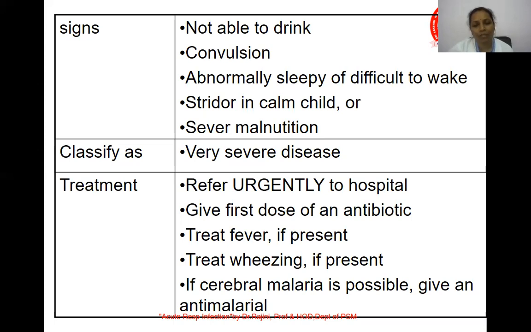So we first treat fever if present, and treat for severe malaria if it is possible. These are the treatment protocols which have to be followed when the patient is referred to the hospital. An appropriate antibiotic has to be selected, like ceftriaxone or sulfamethoxazole-trimethoprim combination, or amoxicillin, or whatever drug is tolerable and effective for the patient.